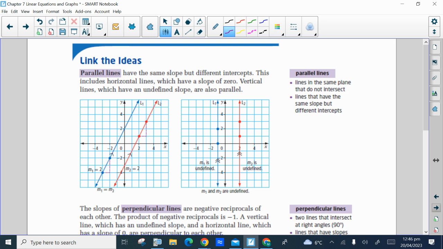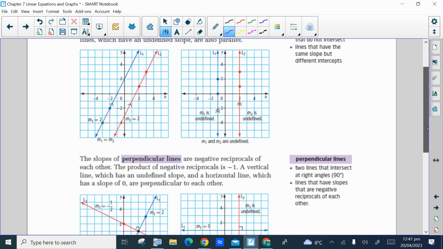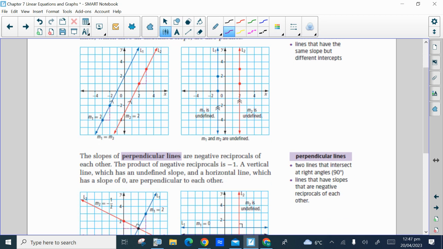Again, parallel lines have the same slope but different intercepts. This includes horizontal lines that have a slope of 0 and vertical lines that have an undefined slope. Those are also parallel. Parallel lines are lines in the same plane that do not intersect. They have the same slope but different intercepts. Perpendicular lines are two lines that intersect at 90 degrees. The lines have slopes that are negative reciprocals of each other.